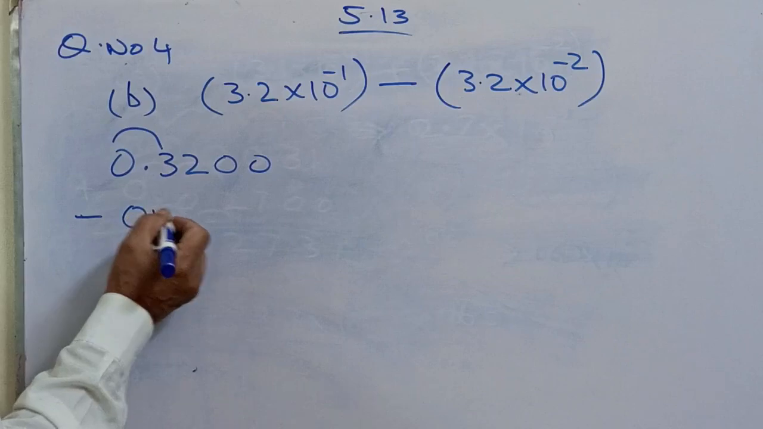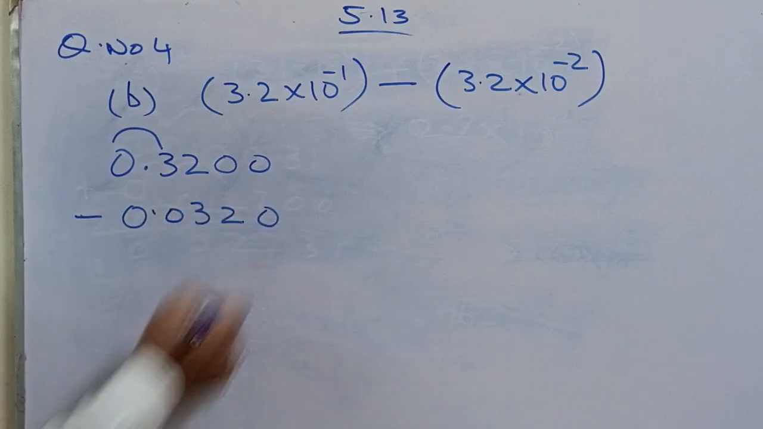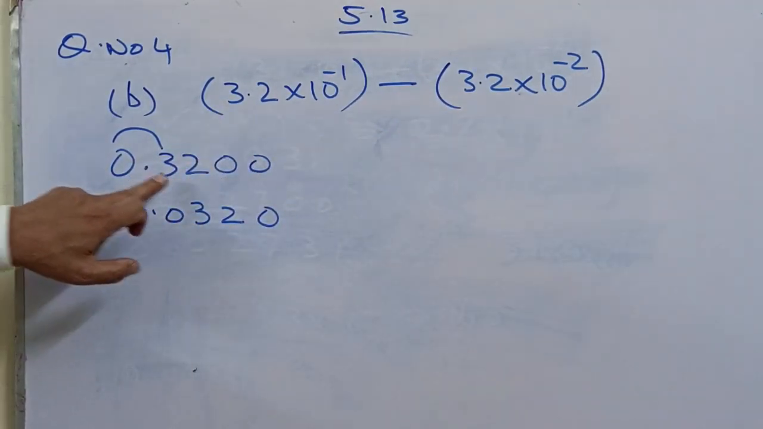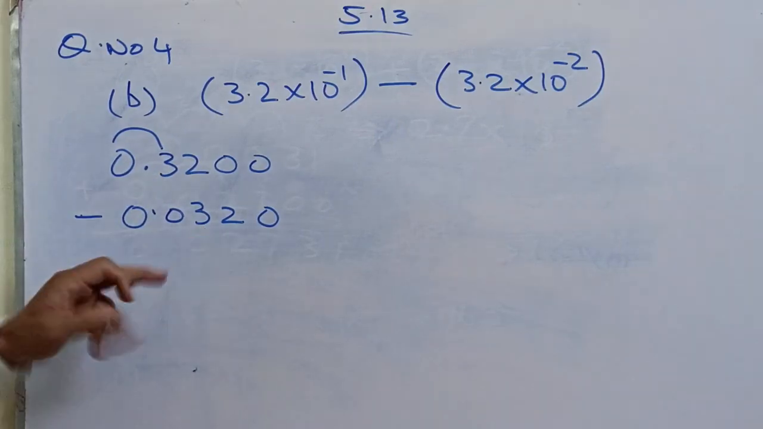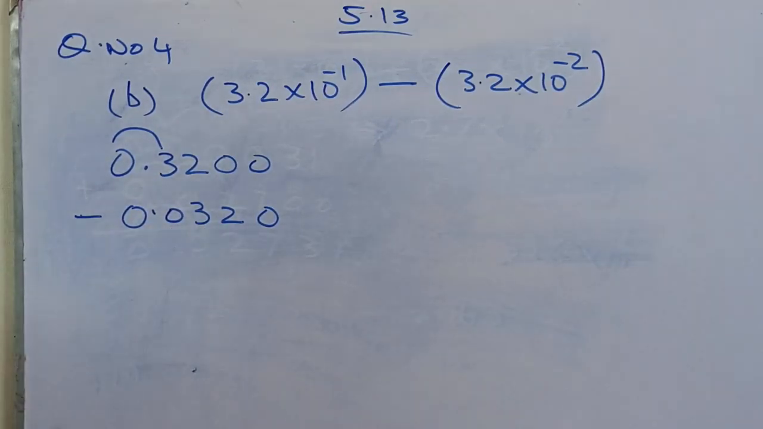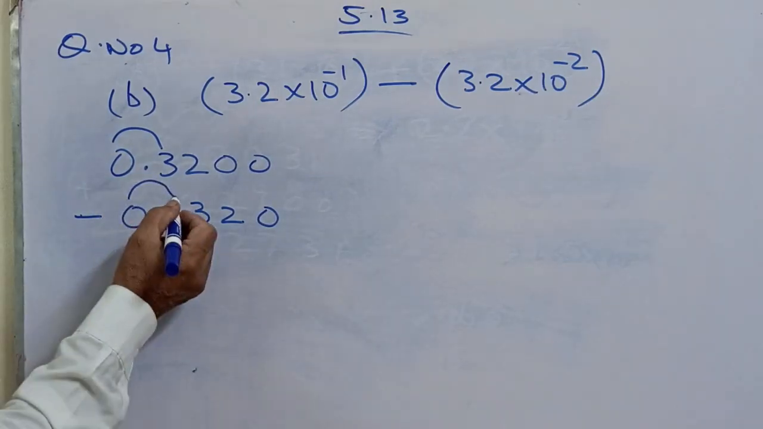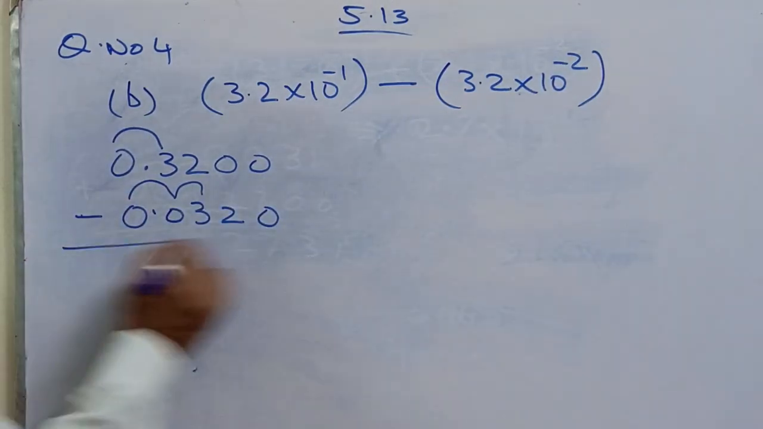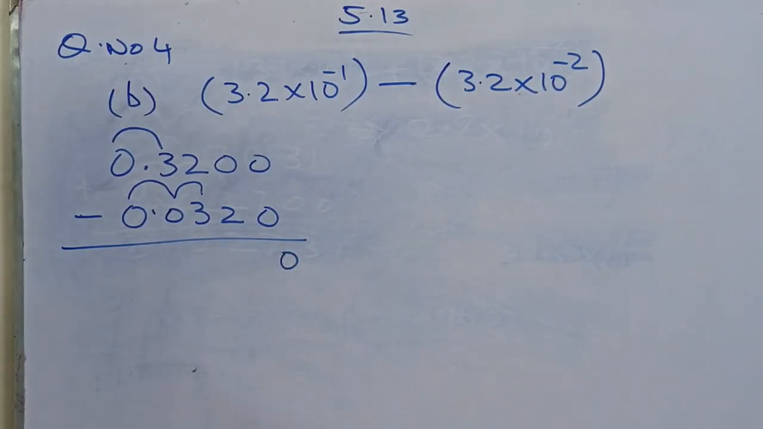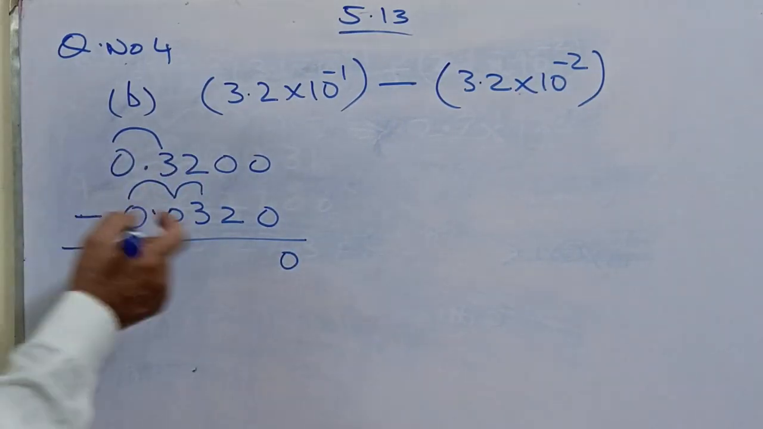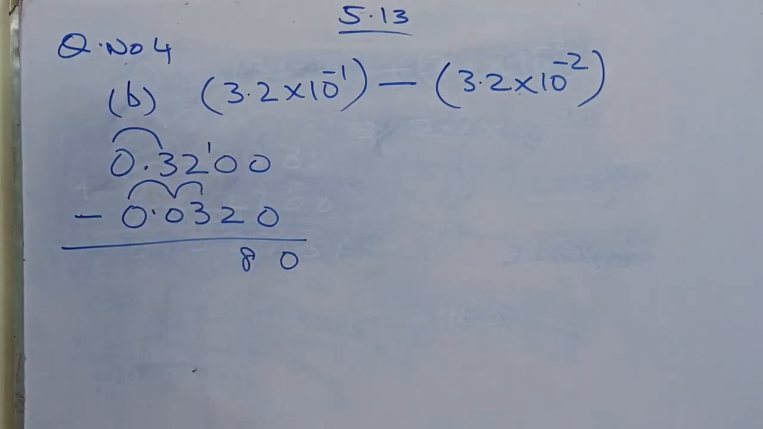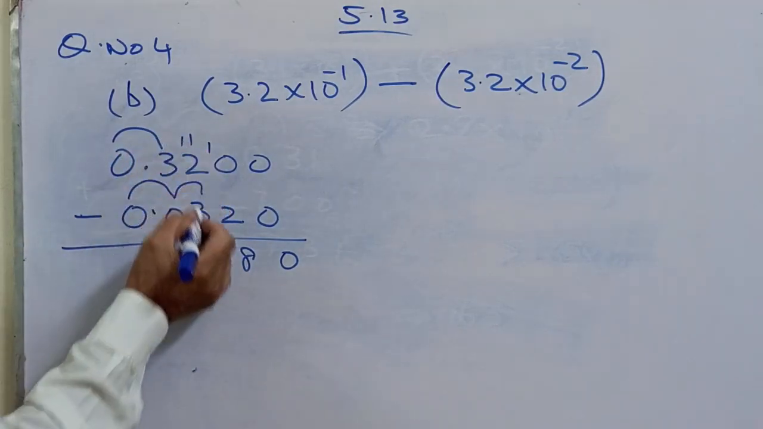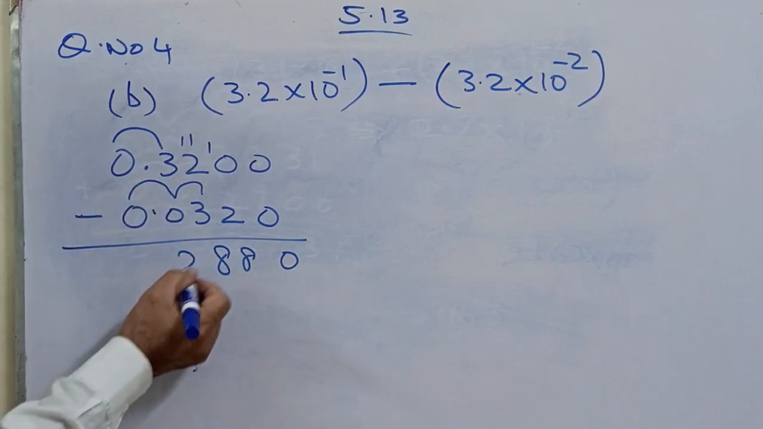So it will become 0.320. Now you see how it differs from the first: that 3 is coming right after the point, but this 3 is coming after 1 0. Now you see 1 and 2, minus 1, minus 2. So we'll subtract these. It will become 0. Now we'll borrow 1 from here. It will become 8, and this has become 1. We'll borrow this again. It will become 11 minus 3 is 8 again, and 2.